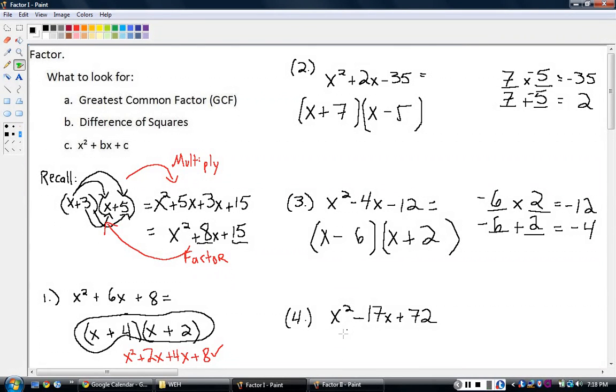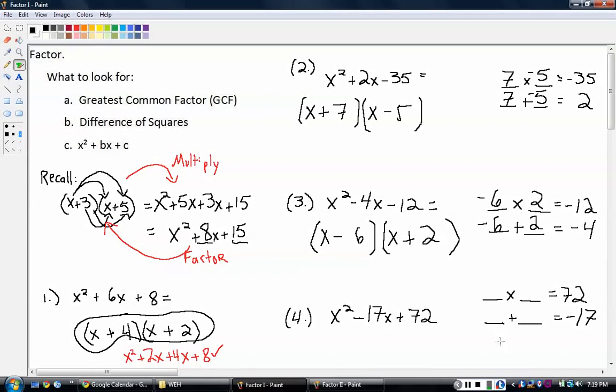Alright, one more. x squared minus 17x plus 72. So that one looks a little bit harder. My two numbers, when I multiply them, have to be positive 72, and when I add them, they have to be negative 17. How does that happen? Well, the only way that can happen, if you think about it, is both numbers would have to be negative, right? Because how do you multiply two numbers to get a positive and add two numbers to get a negative? There's only one way to do that. They'd have to both be negative.